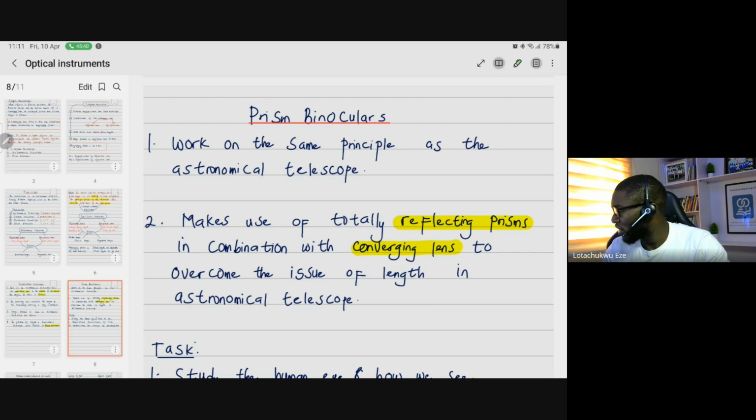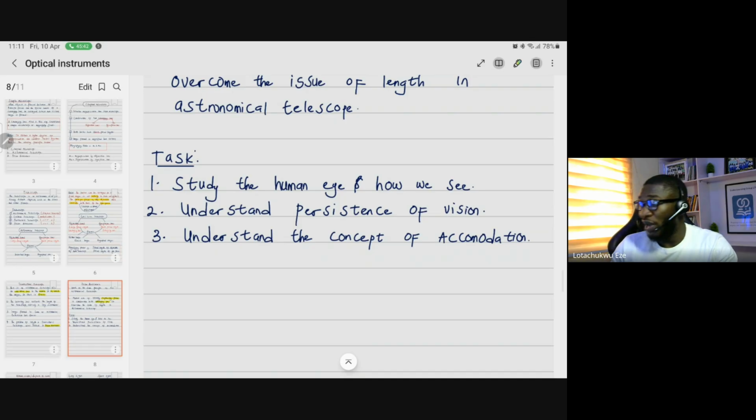Now, I have some things here I want you to do on your own because I'm not strong in biology. I'm not strong at all when it comes to biology. So now, study the human eye and how we see.